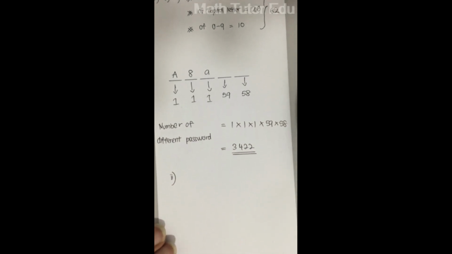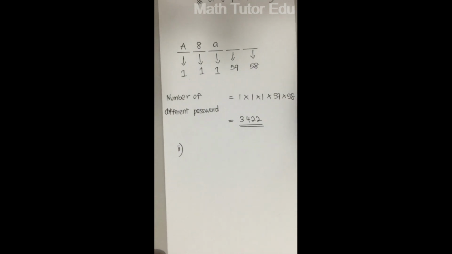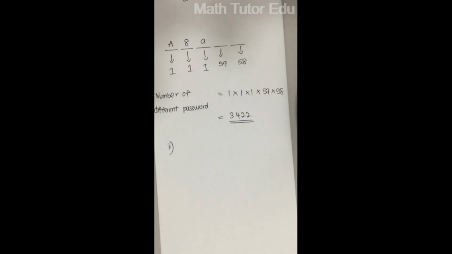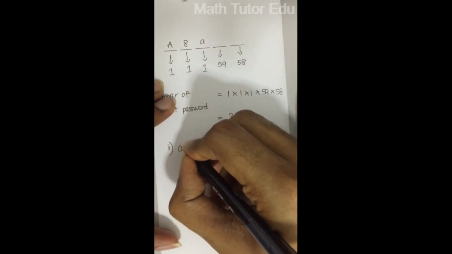Okay, let me read the question now. They mentioned that the first character must be a non-vowel capital letter and followed by at least 2 prime numbers placed adjacently. So read the question carefully. If you're not sure, to be safe, just write the condition given by the question in your working here.